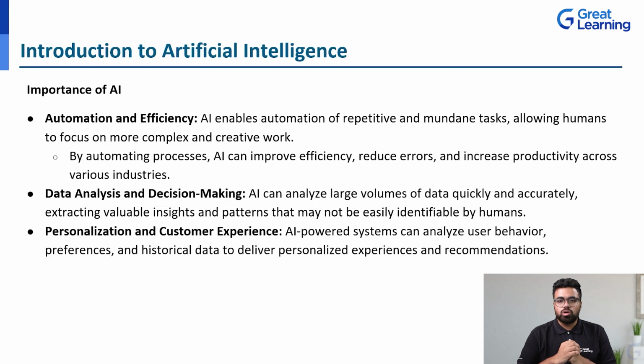Now, AI enables automation of repetitive and mundane tasks, allowing humans to focus on more complex and creative work. By automating processes, AI can improve efficiency, reduce a lot of errors that humans tend to make, and increase productivity across various industries. The second part is data analysis and decision making.